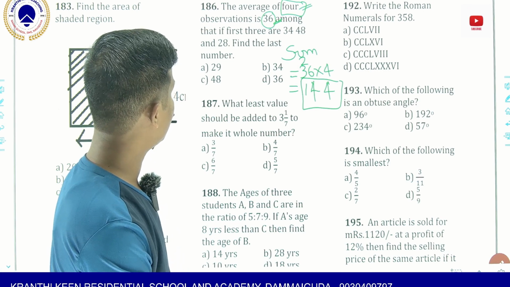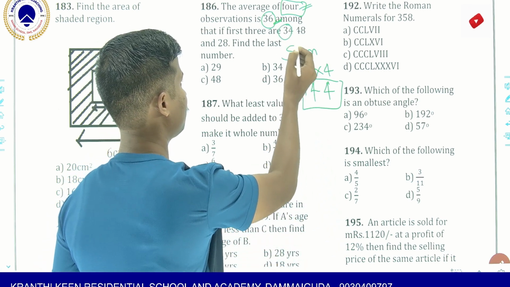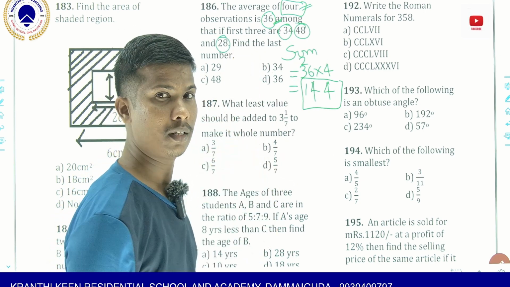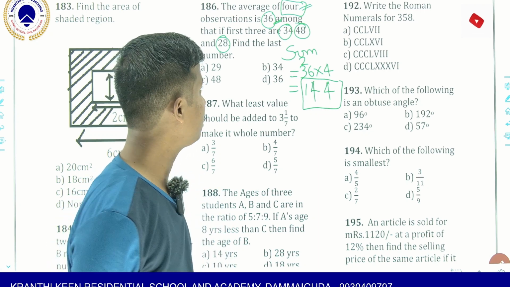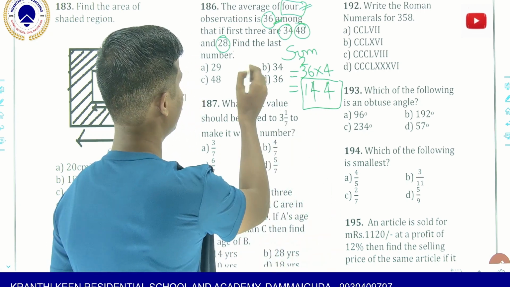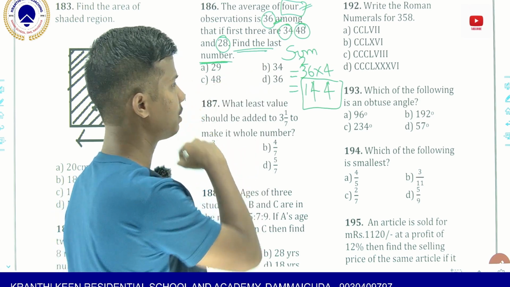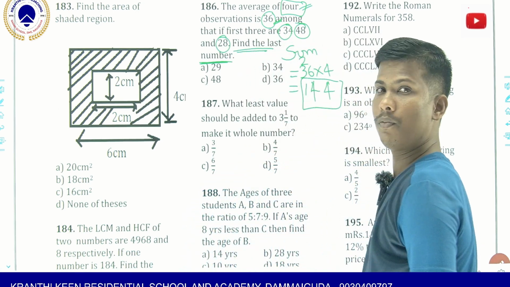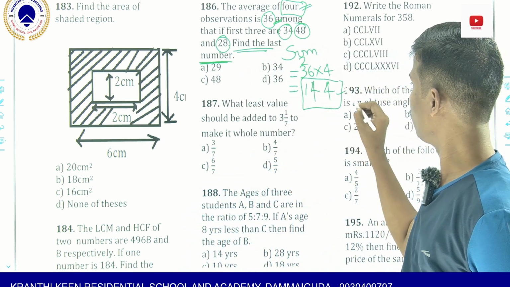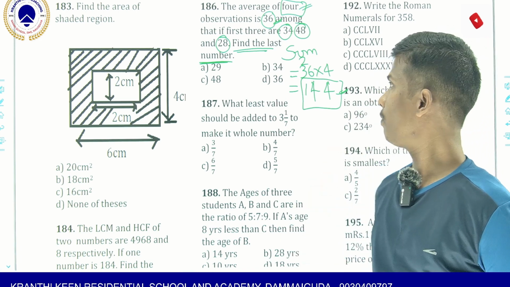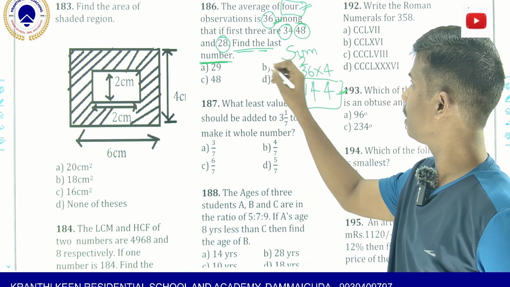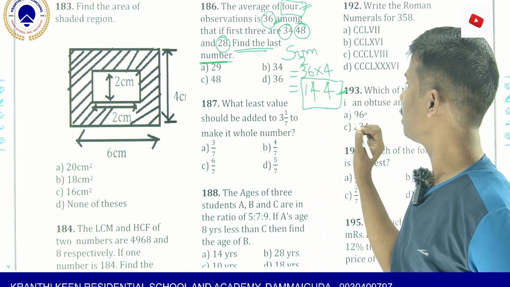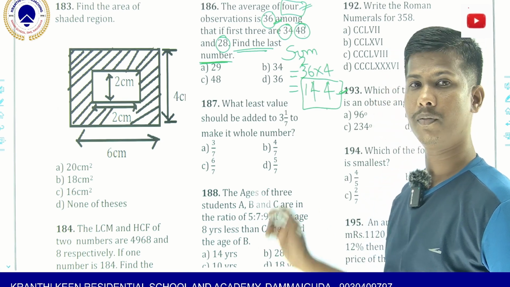He has given that the first 3 are 34, 48 and 28. The first 3 are given. And what is he asking? He is asking us to find the last number. That means he is asking for the remaining number. Here, what is the clue we have? We know that the sum of all the 4 numbers should be equal to 144, which we got. Now, what do you have to do? You have to add these 3 numbers and see how much less they are than this 144, then you will get the difference as the answer.